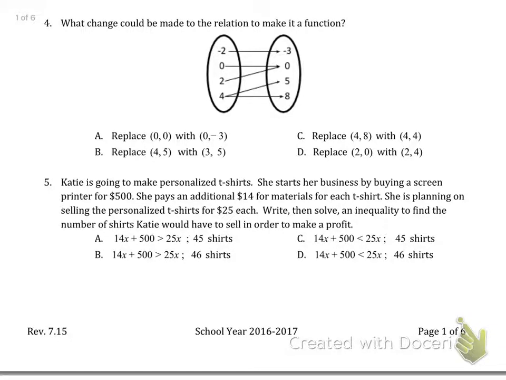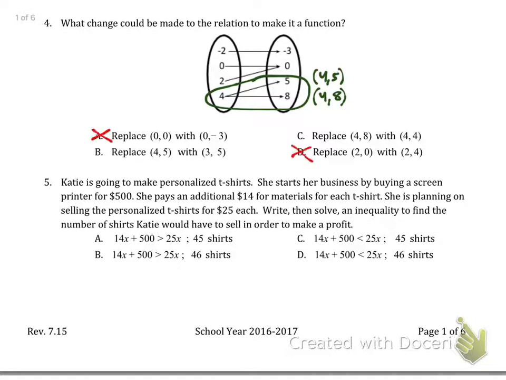All right. What change could be made to the relation to make it a function? Well, why is it not a function? That's what we need to identify first. Notice this right here, 4 can become either 5 or 8. If we write those as points, those points look like this, 4,5 and 4,8. We need to replace one of those two values so we know that A and D do not work because we're not replacing the correct numbers.